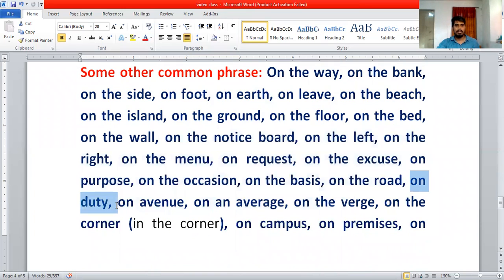On duty. Now I am on duty. On avenue. On an average. On an average.